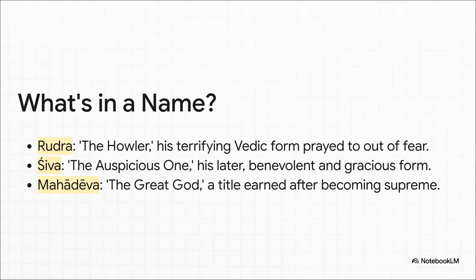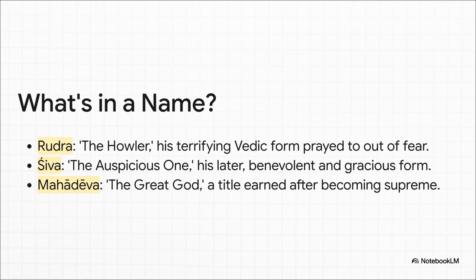You can actually see this evolution in his names. In the oldest texts, the Vedas, he's mostly known as Rudra, the Howler, or the Fiery One, a really fierce deity you prayed to mainly to keep him from getting angry. The name Shiva, the auspicious one, gets much more common later on, as the focus shifts to his more graceful, benevolent side. And eventually he earns the title Mahadeva, the great god, which signals his rise to a supreme spot in the whole pantheon.